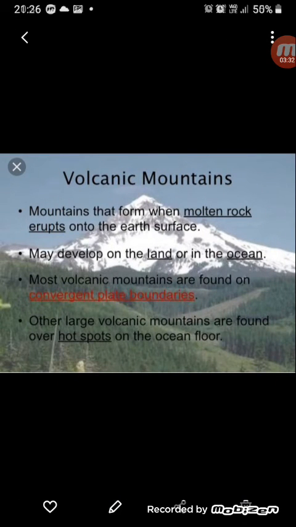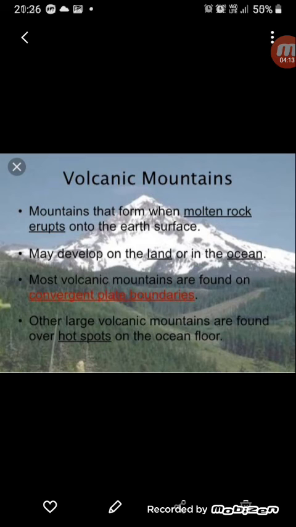Now, so what are volcanic mountains? These volcanoes ultimately form volcanic mountains. The hot and molten lava that is thrown out of the Earth's crust when a volcano erupts due to internal movements of the Earth creates a volcanic mountain. This lava may cool down and accumulate around the vent of the volcano to solidify over many years and form a conical shaped mountain. Such a mountain is called a volcanic mountain. So we can say that these are mountains that form when molten rock erupts onto the surface of the Earth. It may develop on land or inside the ocean, that is on the ocean floor as well.